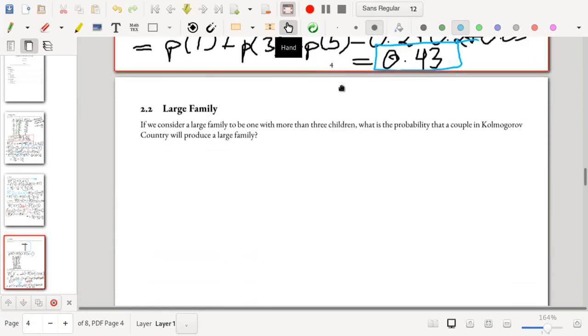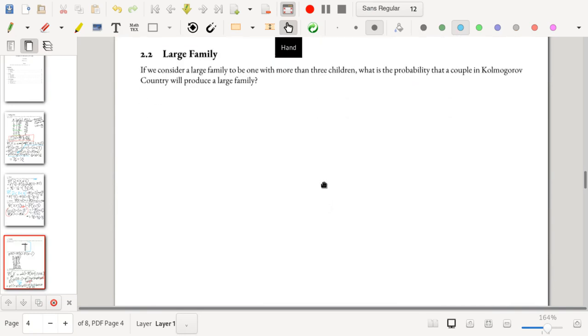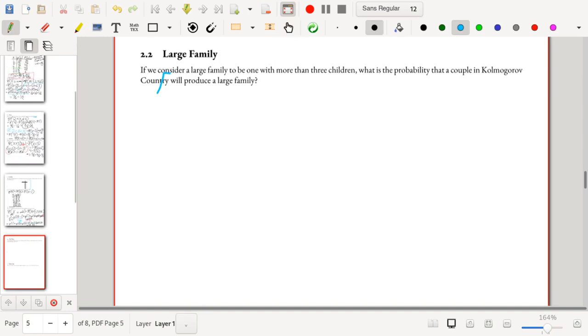Next example, large family. Suppose we consider a large family to be one with more than 3 children. What is the probability that a couple in Kolmogorov County will produce a large family?